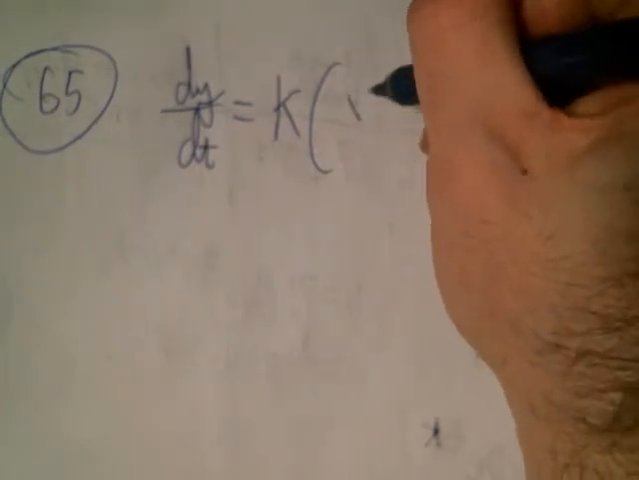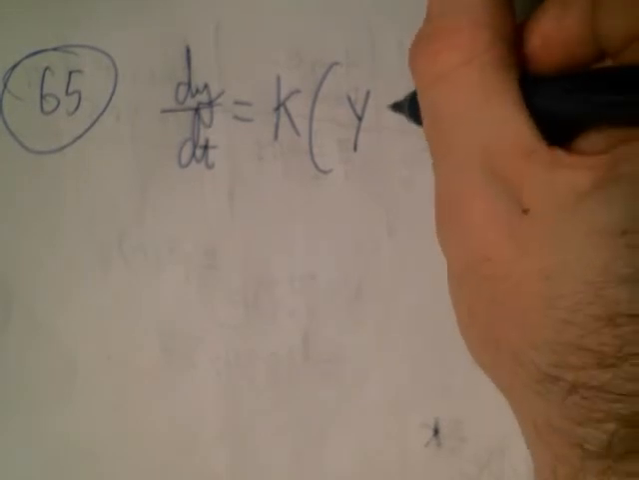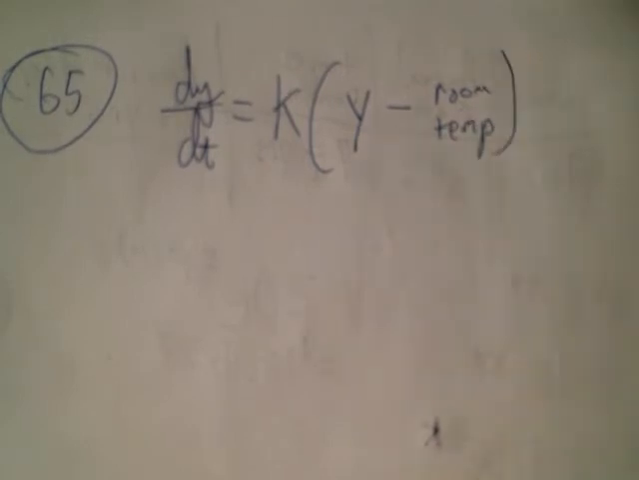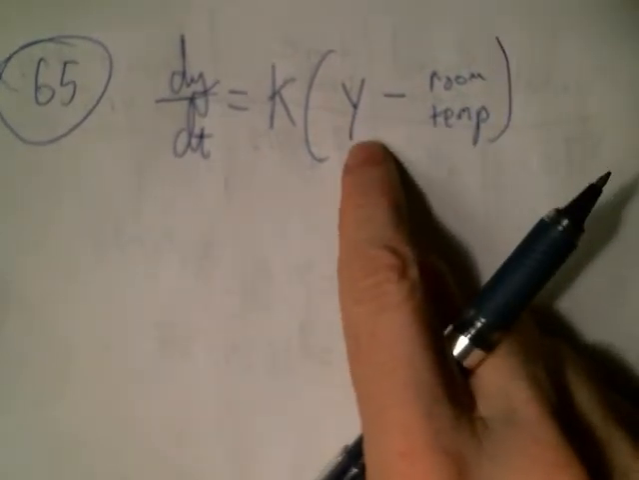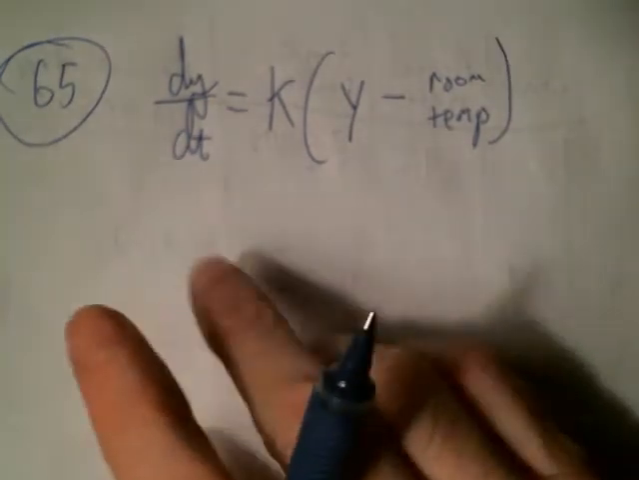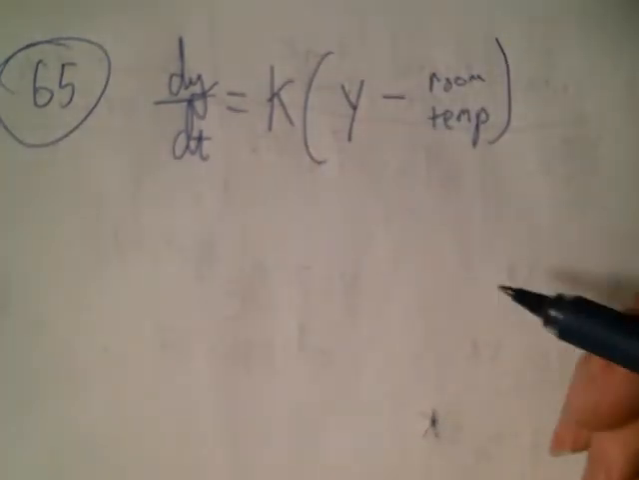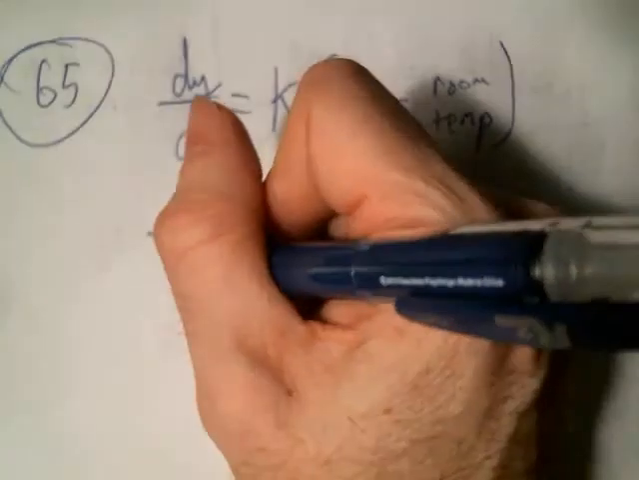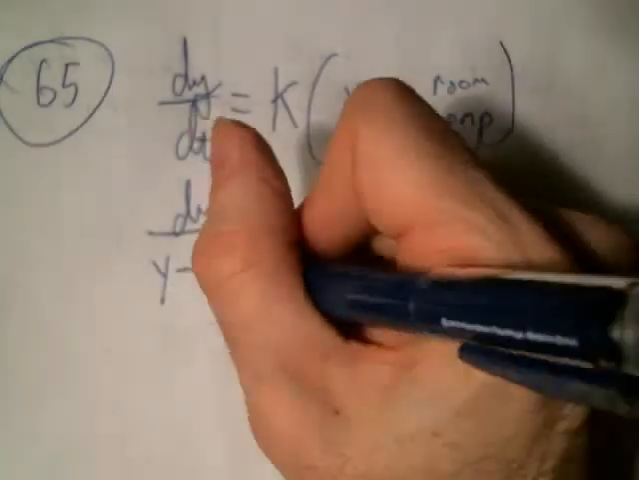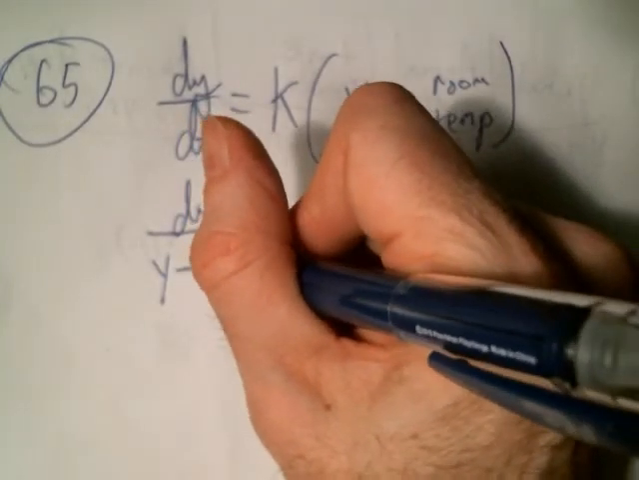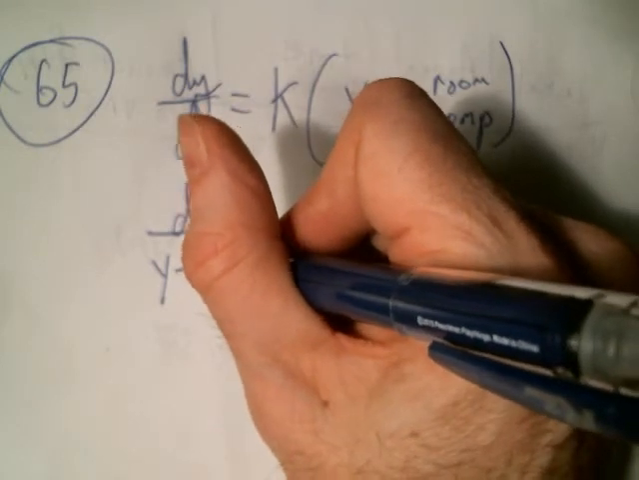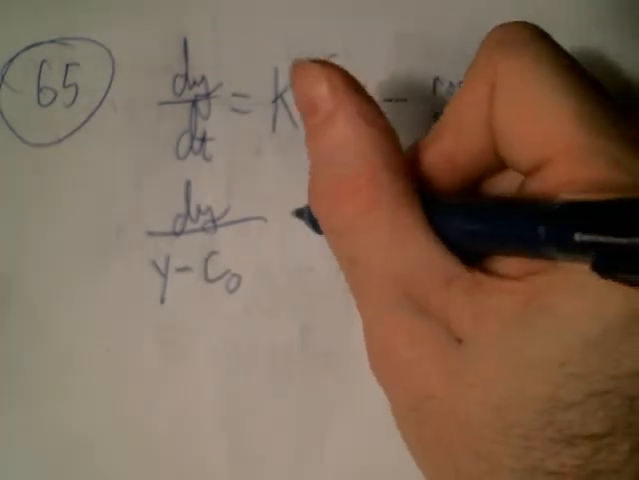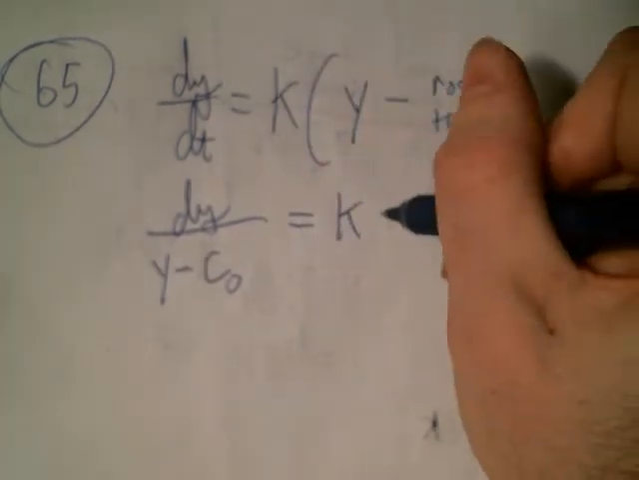the temperature at a particular time and the room temperature. And from this you can solve again for another formula, and it's an exponential. It looks like an exponential growth formula. So let's try it. We'll have dy over y minus, let's just call it room temperature, c sub 0. On this side we have k dt.